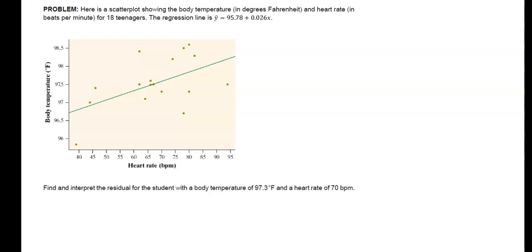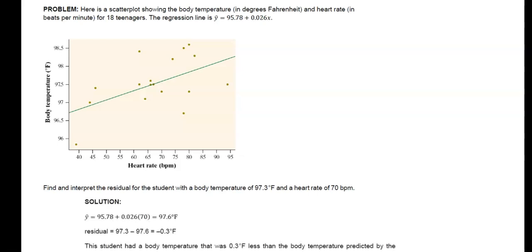The actual value of the y value there is 97.3, right? Oh, heart rate is 70. Okay, I was looking at the wrong thing. Heart rate is 70. That is within the data, so that's very good. So let's find the predicted value. The actual value is 97.3. When you plug in, you get 97.6. So we over predicted a little bit, right? So the residual is negative 0.3. Your actual temperature was 0.3 degrees less than what we would have predicted.